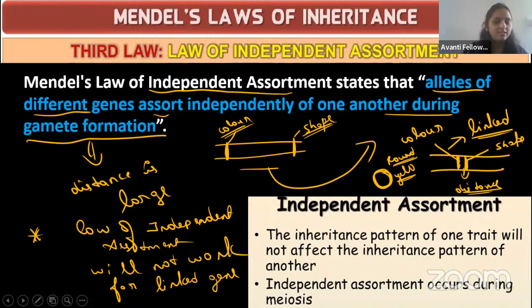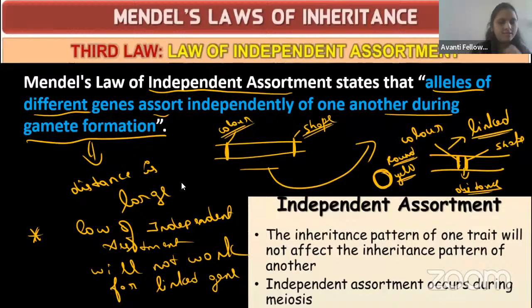Always remember, this is the important point. The linked gene will not show the law of independent assortment. Okay, fine. So I think you understood. The inheritance pattern of one trait will not affect the inheritance pattern of another. We will call it the law of independent assortment. Independently they are going.